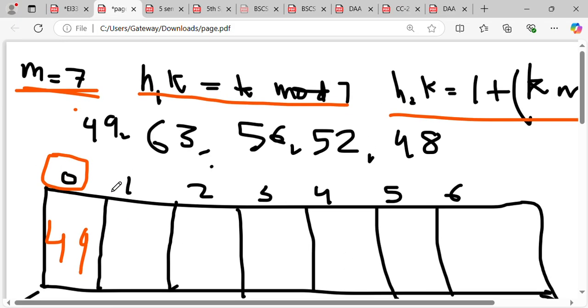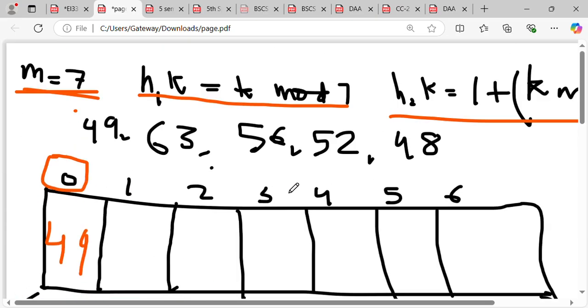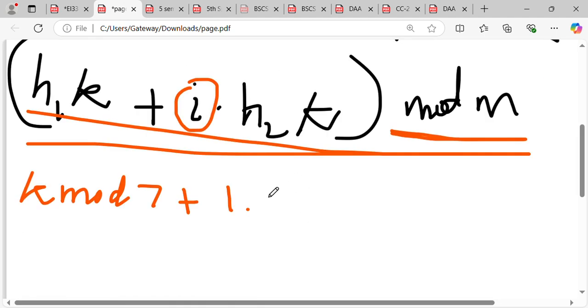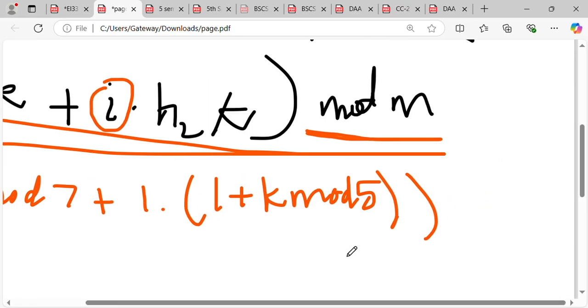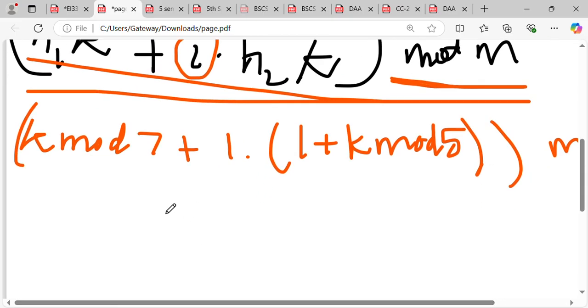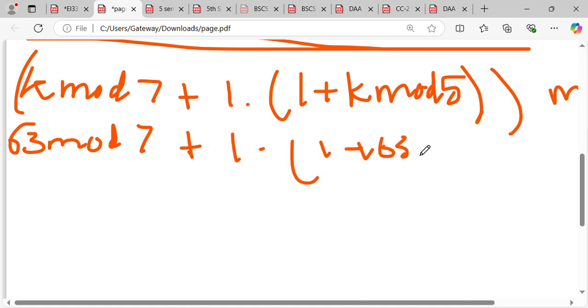What was the first function we had? We had k mod 7, plus i, this is my first attempt to find an empty slot, times my second function, which is 1 plus k mod 5. And then for all this, we have a mod m, right? I don't have my space here, but now what is k here? It's basically 63, right? So 63 mod 7, plus 1 times (1 plus 63 mod 5).